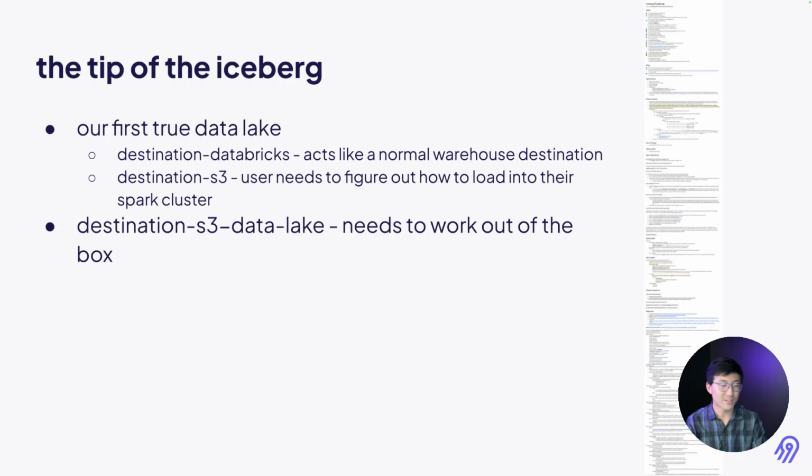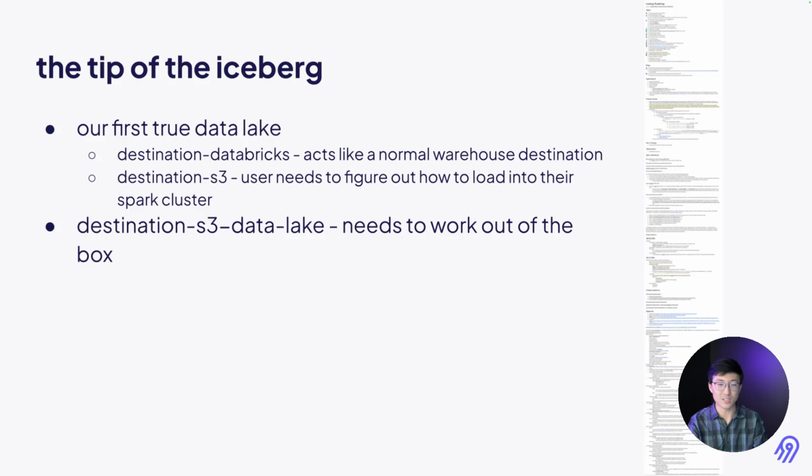A little bit of background. Iceberg is our first real data lake destination. Previously we had Databricks, which we treat more as a standard warehouse, and we have an S3 destination, but it's really up to the user to take these files and work with them in your Spark or Snowflake or whatever instance. S3 Data Lake is our first time building a destination connector that's really supposed to just work out of the box, and we put a ton of research into that.